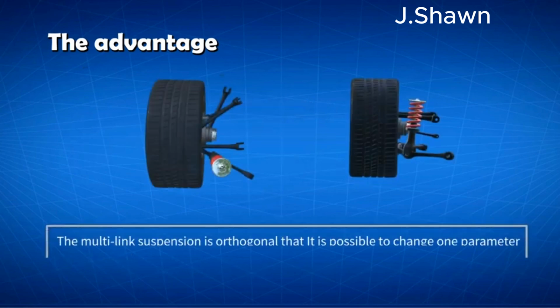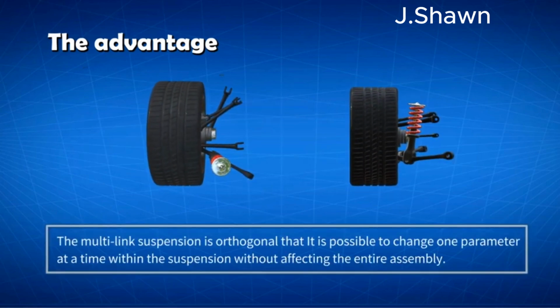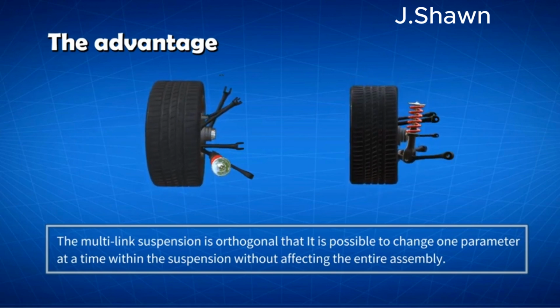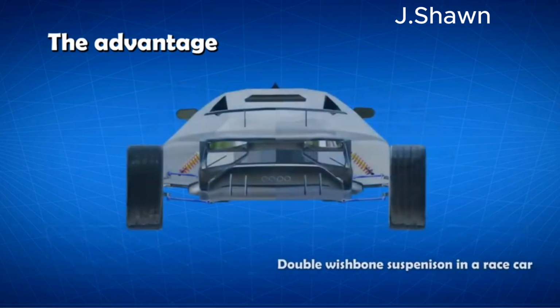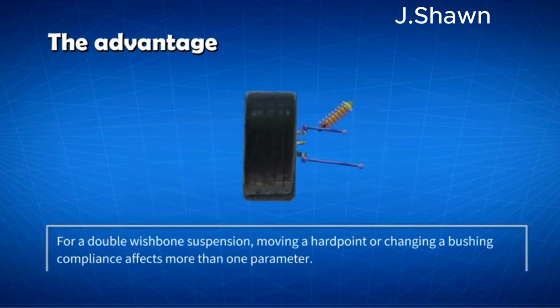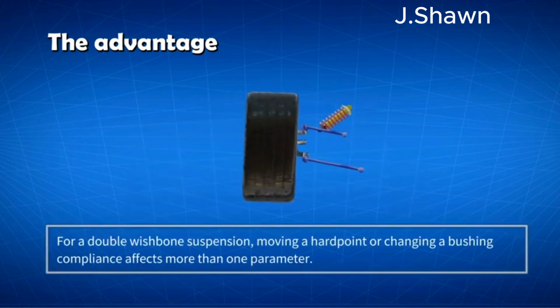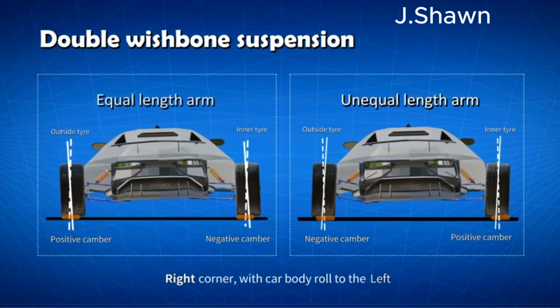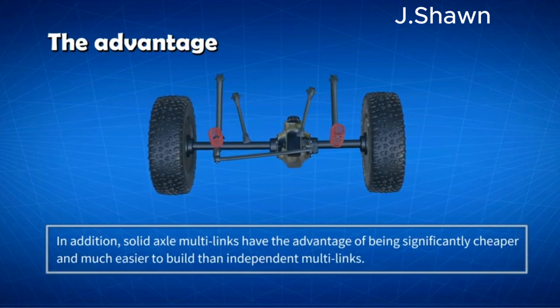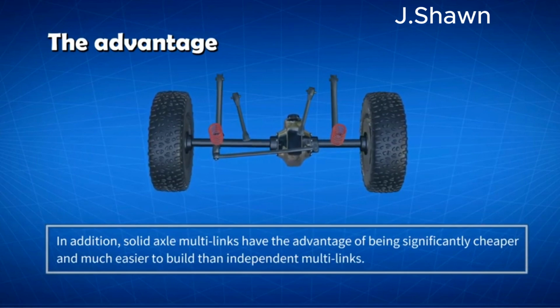In the simplest form, the multi-link suspension is orthogonal, in that it is possible to change one parameter at a time within the suspension without affecting the entire assembly. This is a significant difference from double wishbones. For a double wishbone suspension, moving a hardpoint or changing a bushing compliance affects more than one parameter. In addition, solid axle multi-links have the advantage of being significantly cheaper, and much easier to build than independent multi-links.